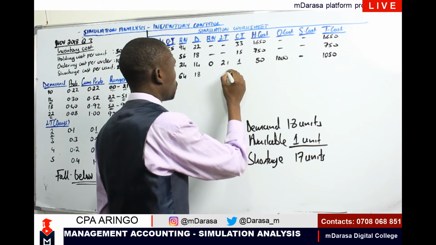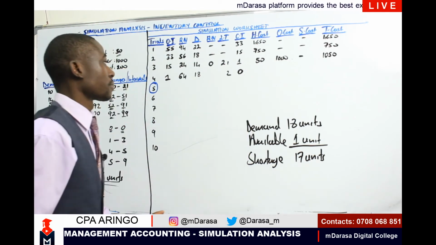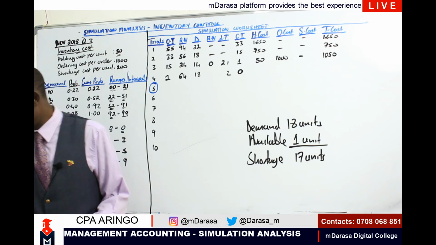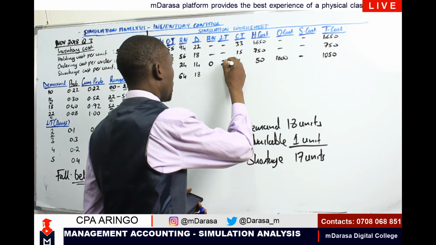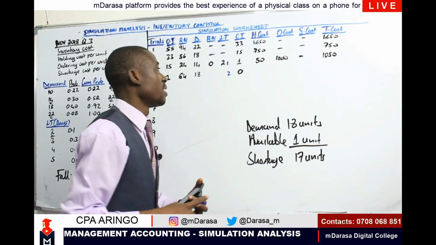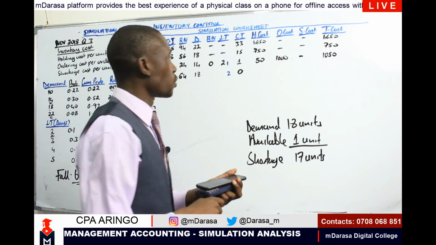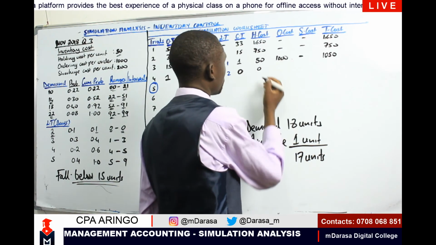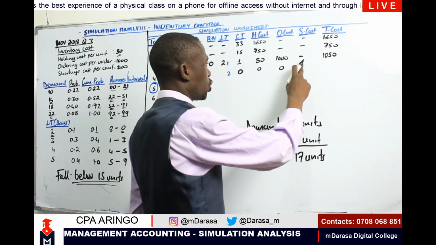So therefore, at this point, as at the end of that day, this is 1 and 2, right? As at the end of that day, I won't be having anything. I'll be having 0. Now, after we have that case, meaning that I won't be having our holding cost, I won't be having our ordering cost, but I'll be having a shortage cost.